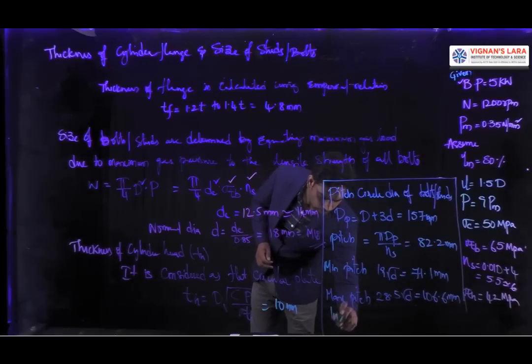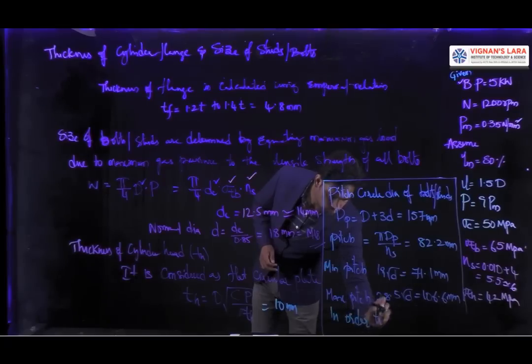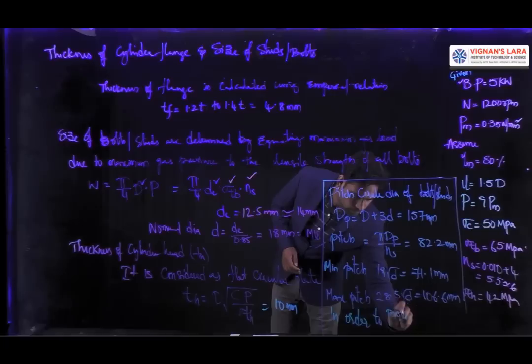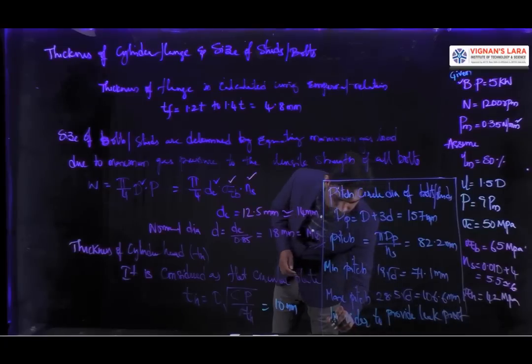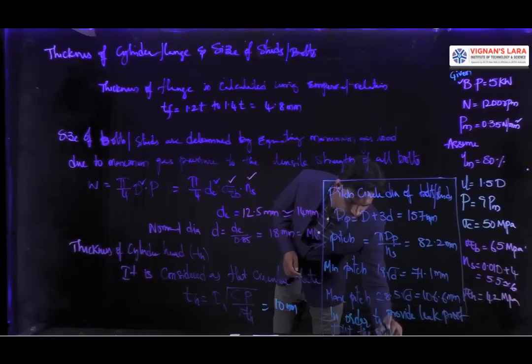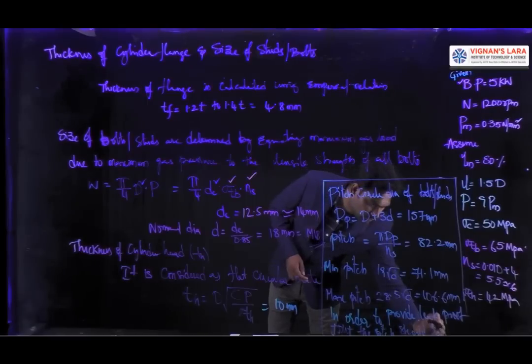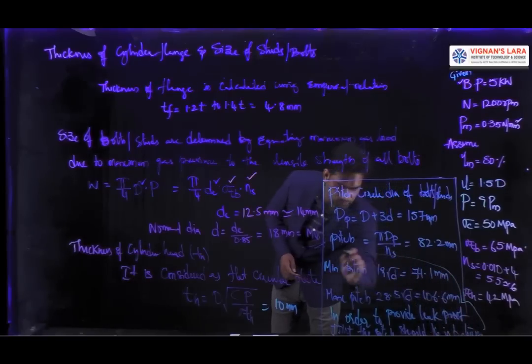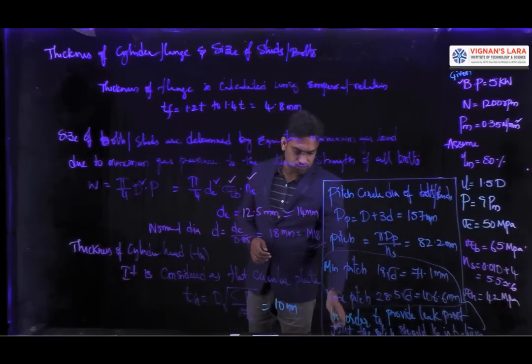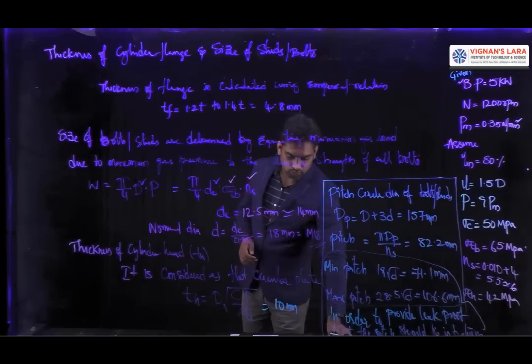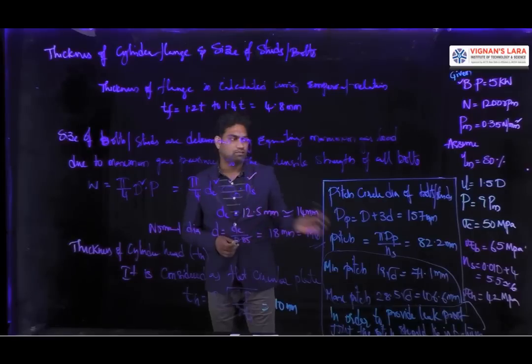So finally you can clearly mention here the point: in order to provide a leak proof joint, the pitch should lie in between the minimum and maximum pitch. Our calculated pitch is in between the values, so the joint is leak proof. That you need to clearly state after completion of the design.